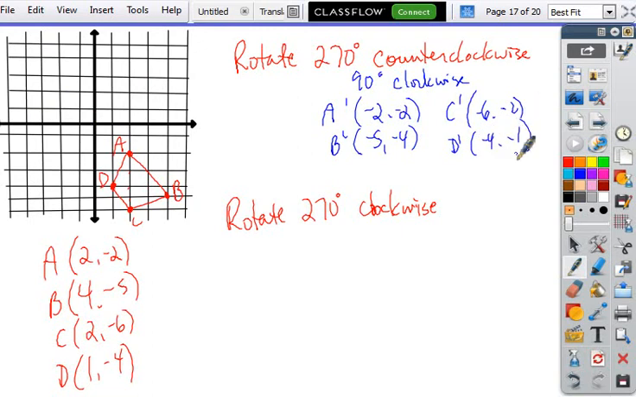Where should this wind up if I'm going 270 counterclockwise? In the third quadrant. If you go from here, there's 90, 180, 270. So it should wind up over there. Negative 2, negative 2, my A prime. B prime is negative 5, negative 4. C prime, negative 6. Over there somewhere. D is negative 4.